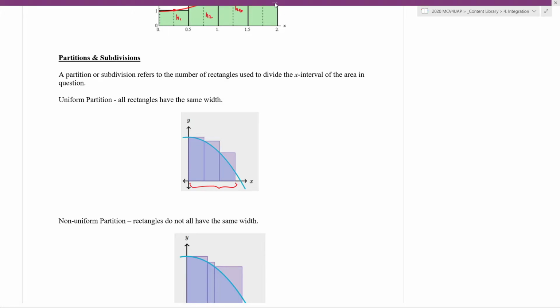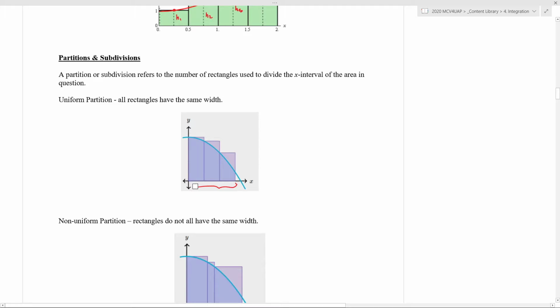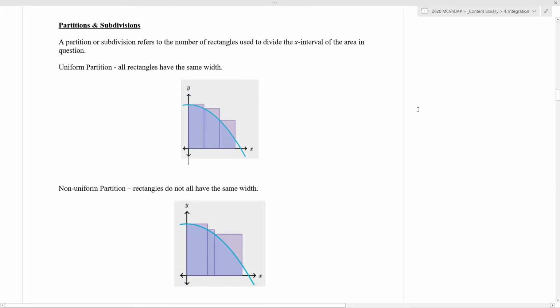Now you can use 2 different types of partitions, or 2 different ways of splitting up the x interval. One is to use a uniform partition. A uniform partition just means that all the rectangles are going to have the same width. But there's no reason for them to all be the same width. We can use rectangles of all different sized widths. That would be a non-uniform partition. So in other words, you would be splitting up that distance along the x-axis using rectangles all with different widths.